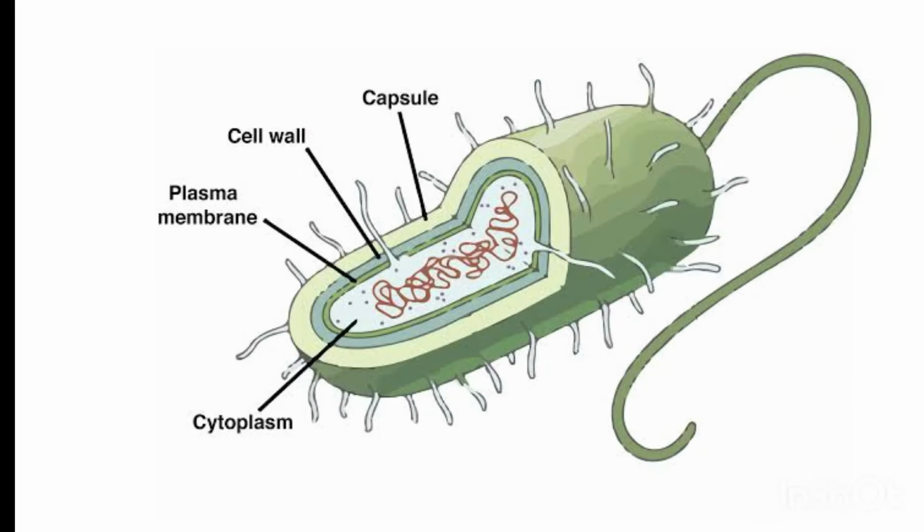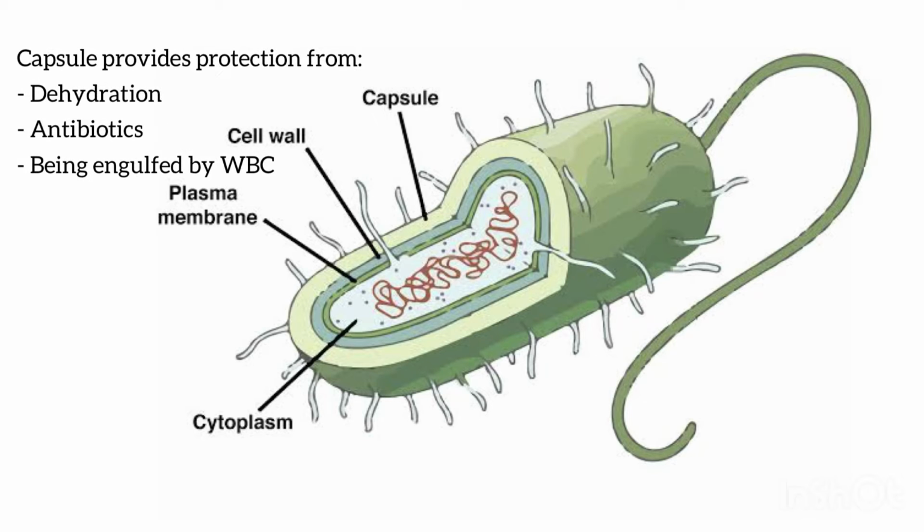The cytoplasm of the cell is covered by 3 protective layers. First, the cell membrane, then the cell wall, and the outermost layer is the capsule, which is made of polysaccharides and provides extra protection from dehydration, antibiotics, or being engulfed by white blood cells, and also helps the bacteria stick on surfaces.